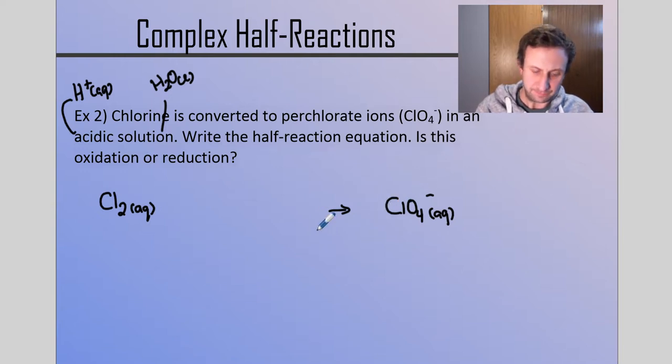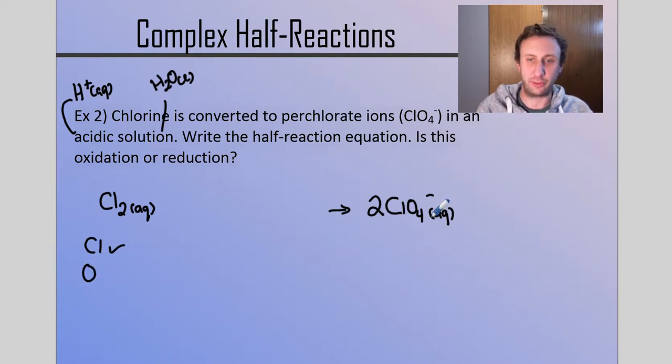Okay, so I have my half reaction started here with what I know with chlorine and then the perchlorate, ClO4 minus. I'm going to balance my chlorines first. I have 2 on the left and I have only 1 on the right, so I'm going to put a 2 right here. So again, I start out with the largest atoms, the ones that aren't H and aren't O. So 2 chlorines, that's done. So chlorine is good. I now can move on to oxygen.